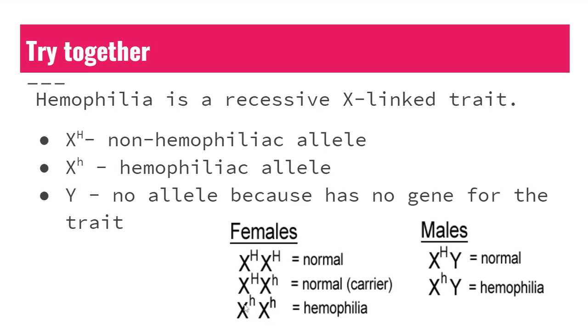And then last but not least, a female that does inherit two copies of the recessive, so the non-functional clotting protein, would be a hemophiliac. So they would have hemophilia. We notice with males, it's very binary.